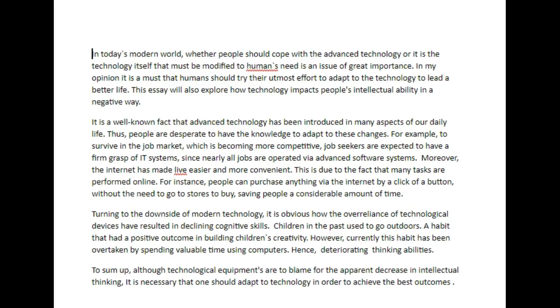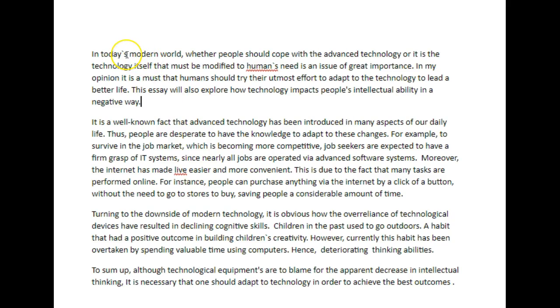So let's just recap over what we should be doing in each of these essays. In this introduction, we want a paraphrase of the question, which you seem to have, a thesis statement, and an outline statement.